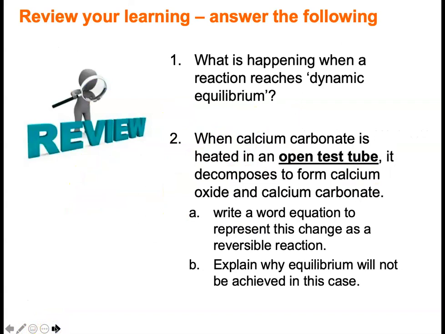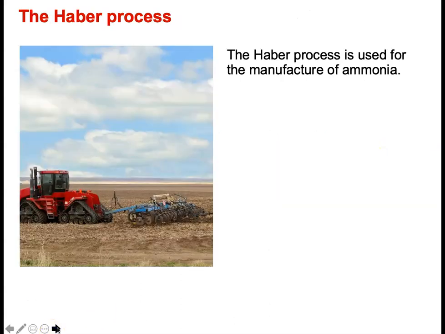Okay, next. Review your learning. Answer the following question. What is happening when the reaction reaches dynamic equilibrium? And when calcium carbonate is heated in an open test tube, it decomposes. Write a word equation and explain why equilibrium is not achieved. So explain why equilibrium is not achieved in question 2, and I've highlighted one key term, open test tube reaction, and you can work the rest out yourself.